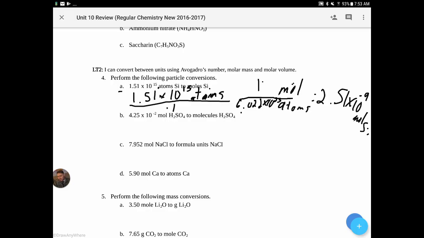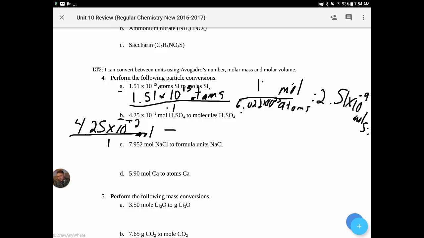Okay, now if we go the other way, if we start with moles, I'm going to start this over a little bit more over here this time. By the way, we're doing B now. So 4.25 times 10 to the negative 2 moles over 1. Okay, so this time we're starting with moles.